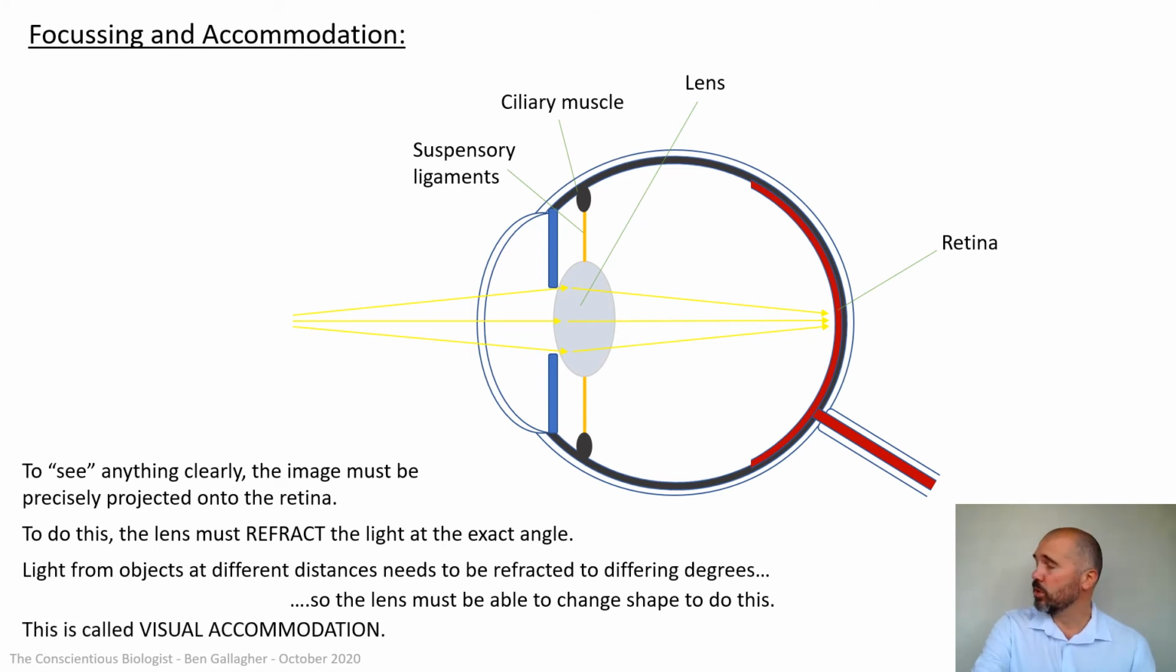And this is called visual accommodation. So that fine focusing, that contraction of the lens, that's visual accommodation.